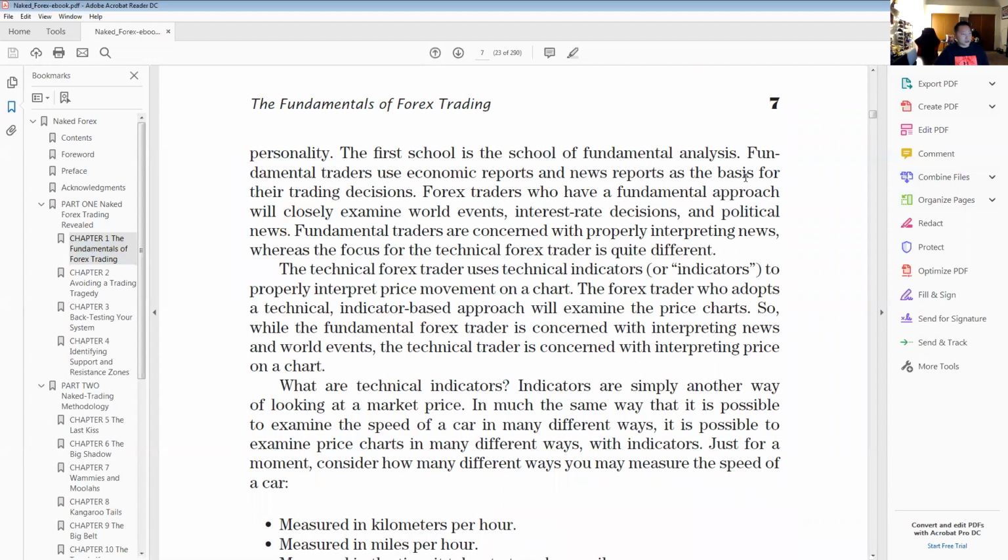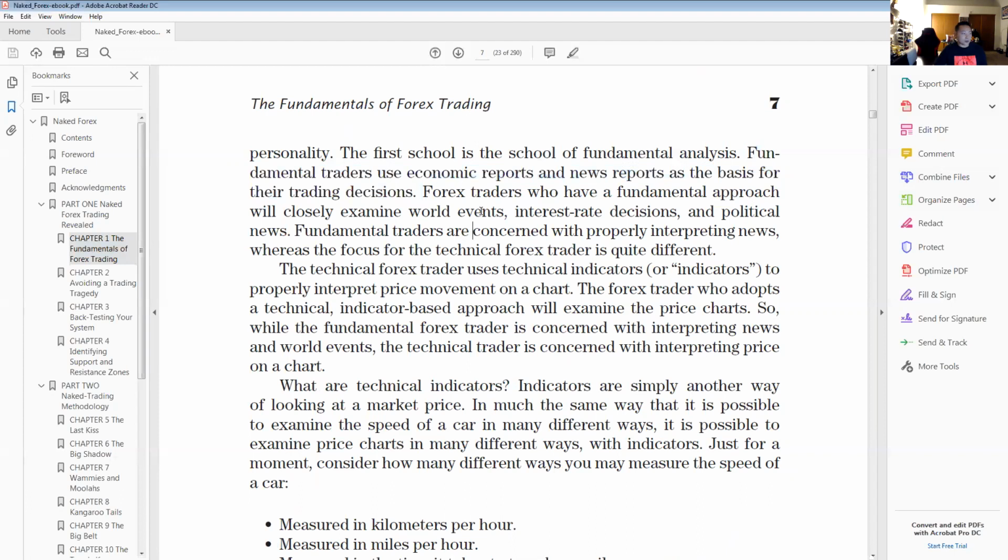Let's see, fundamental traders, right? This is if you're a fundamental trader. Fundamental traders use economic reports and news reports as the basis for their trading decisions, which is true. That's what I mostly do. I read a lot on Forex news websites, like especially investing.com, fxstreet.com, forexfactory.com, all Forex websites that have upcoming news. So Bloomberg's all right. Bloomberg's not the best, because you strictly want to pay attention just to Forex website news as much as possible. Bloomberg is more focused on stocks around the world.